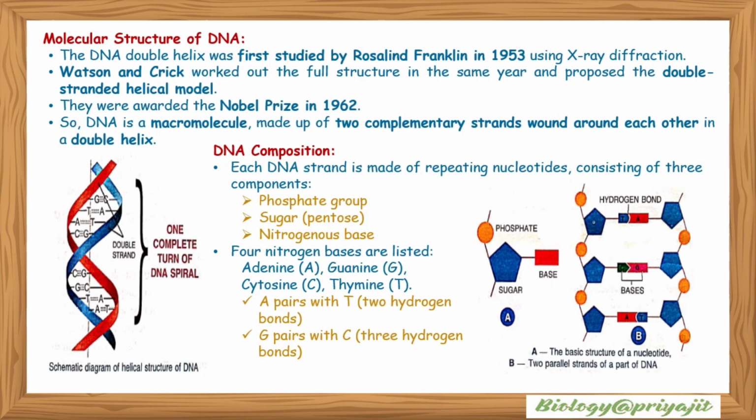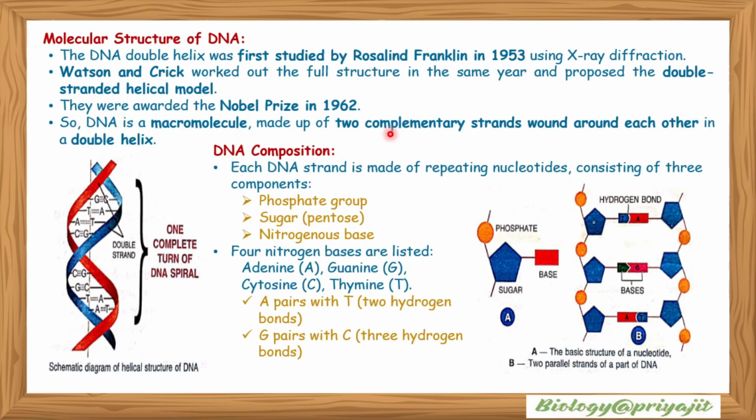The DNA double helix was first studied by Rosalind Franklin in 1953 using X-ray diffraction. Watson and Crick worked out the full structure in the same year and proposed the double-stranded helical model. They were awarded the Nobel Prize in 1962. So DNA is a macromolecule made up of two complementary strands wound around each other in a double helix.